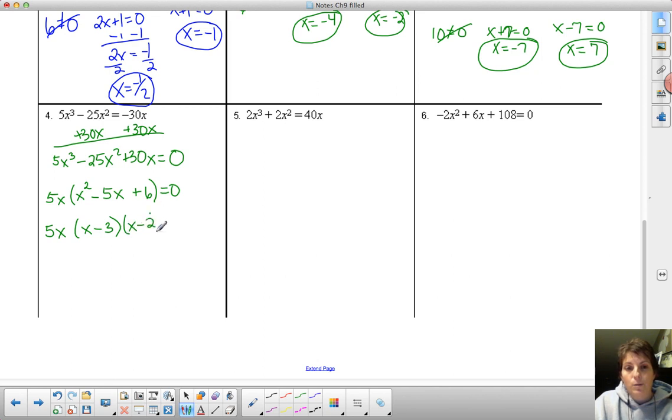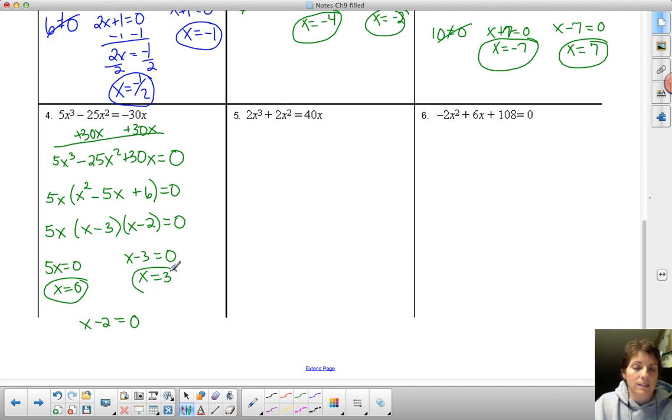X minus 2 equal to 0. Now that we have multiplication, we can take each factor and set it equal to 0. So 5x equal to 0, x minus 3 equal to 0, and x minus 2 equal to 0. So my 3 answers, divide by 5, I get x equal to 0. There's my first one. Add 3 to both sides, x equal to 3 is my second. And add 2 to both sides, x is equal to 2 is my third answer.